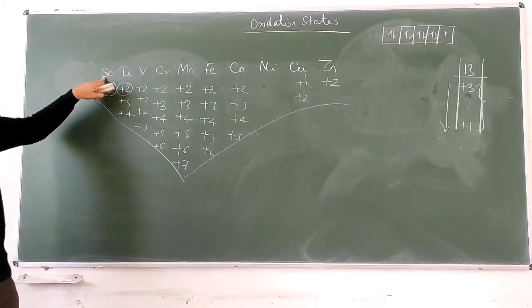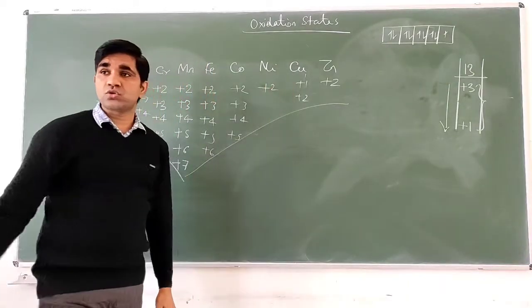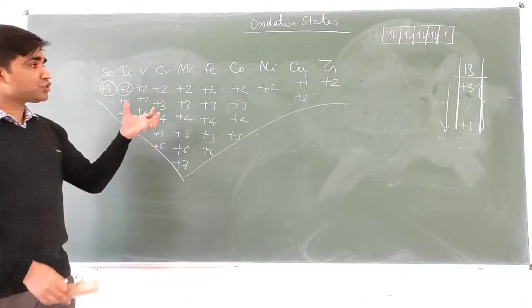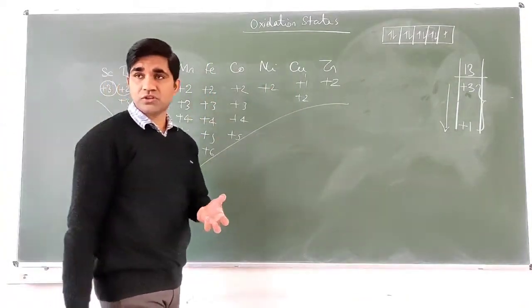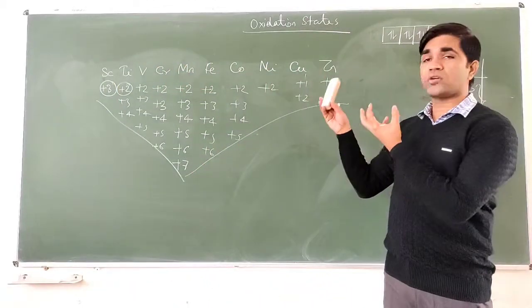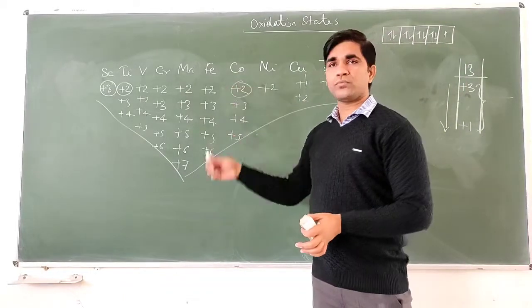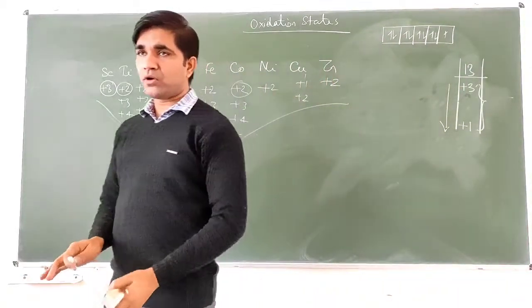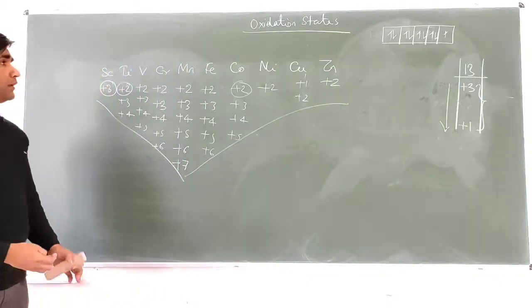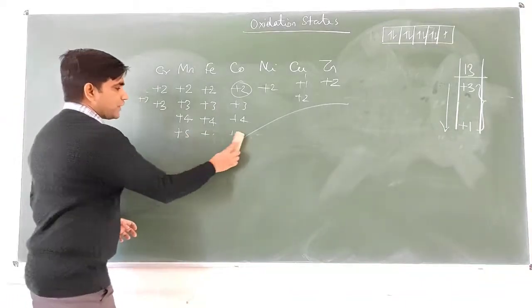Other than scandium, all the elements can exhibit the +2 oxidation state. So if the question comes, which is the most common oxidation state exhibited by all or most of the elements of transition metals, then the answer would be +2. +2 is the most common oxidation state. These are some important discussions related to oxidation state.